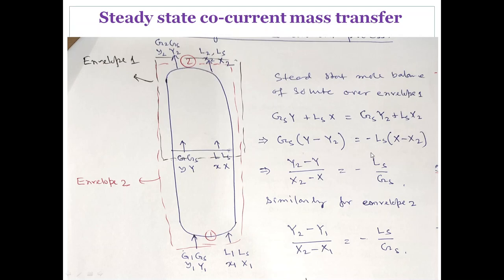So here the slope is the same, L_S by G_S, but with a negative sign. In the case of countercurrent, the negative sign was not there. That means the slope will be constant but negative. Similarly, if you take envelope 2, the two extremes, entry and exit, then instead of Y and X it will be Y1 and X1. This will be the equation from material balance.